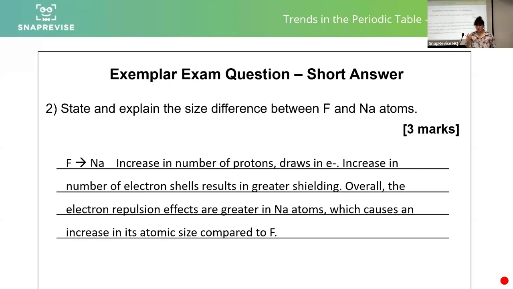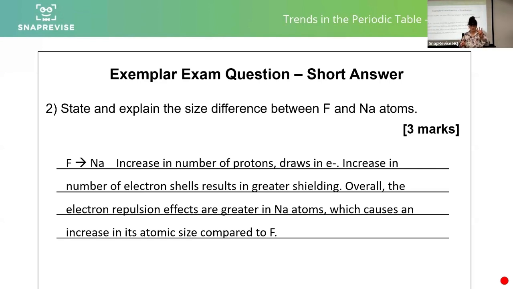That means there is greater shielding. You can also talk about there being greater electronic repulsion between electrons, but shielding is usually the word they're looking for in an exam, the word shielding. Overall, the electron repulsion effects, so the shielding, is greater in sodium, which causes an increase in its atomic size compared to fluorine. So that's our comparison in there.